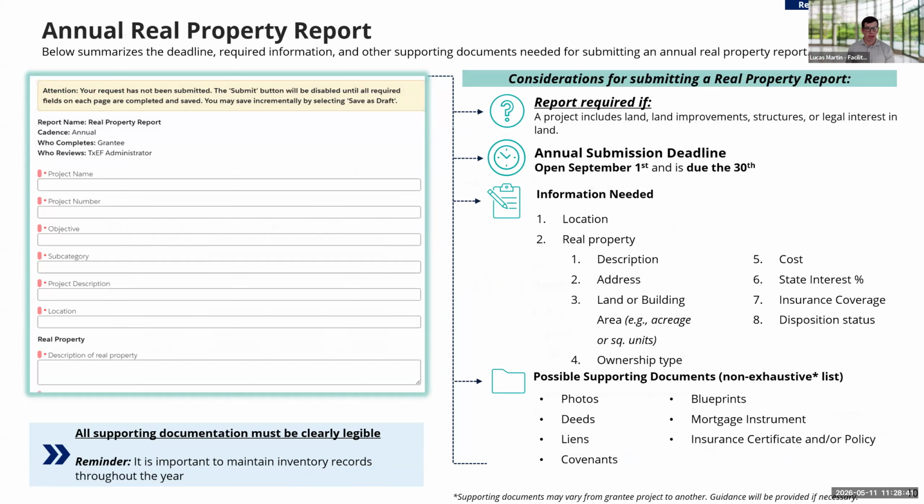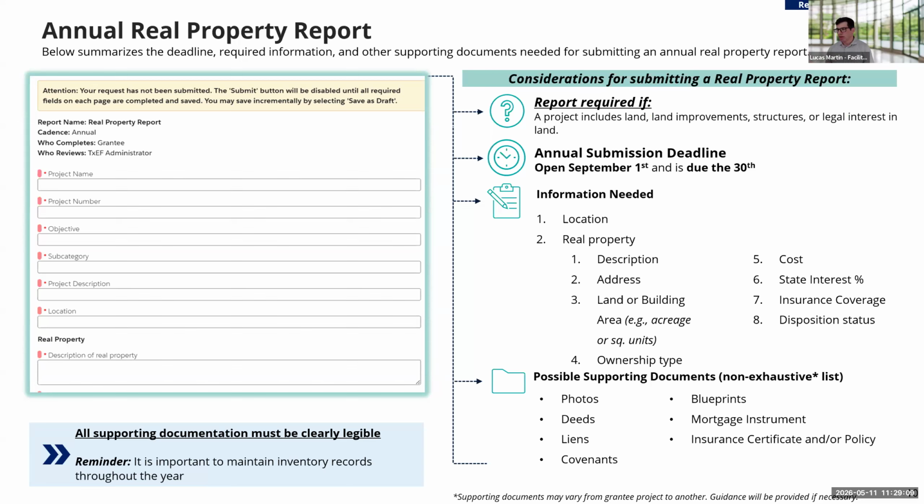I'm anticipating almost everyone having some of the projects touching on real property, but I just want to have that caveat here that it's only for those grantees that have done work related to real property. So you can see here a lot of the information is around projects that have touched on land improvements, structures, or any legal interests impacting the land. A lot of that information is directly related to that.